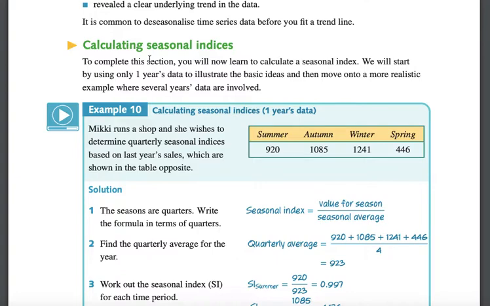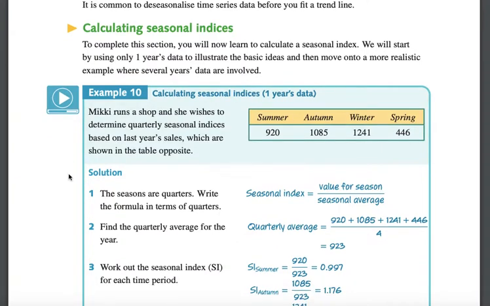Calculating seasonal indices. So how on earth do we do this? To complete this section, you will now learn to calculate a seasonal index. We will start by using only 1 year's data to illustrate the basic ideas and then move on to a more realistic example where several years' data are involved. So this is Mickey again. So what's going on here?